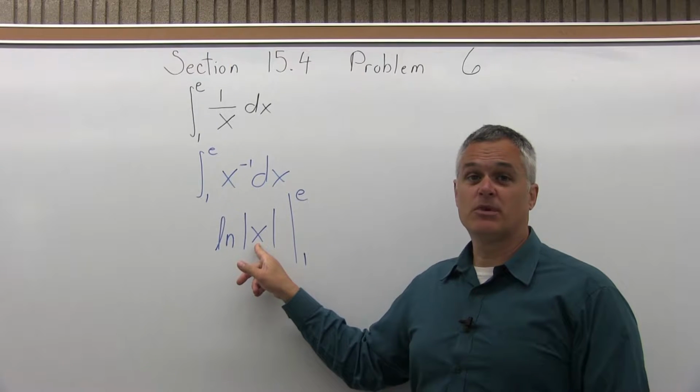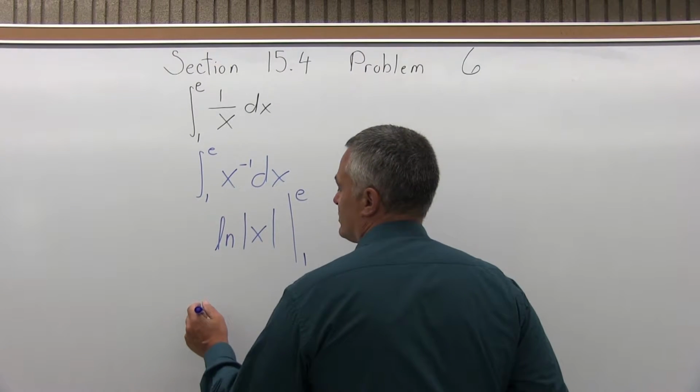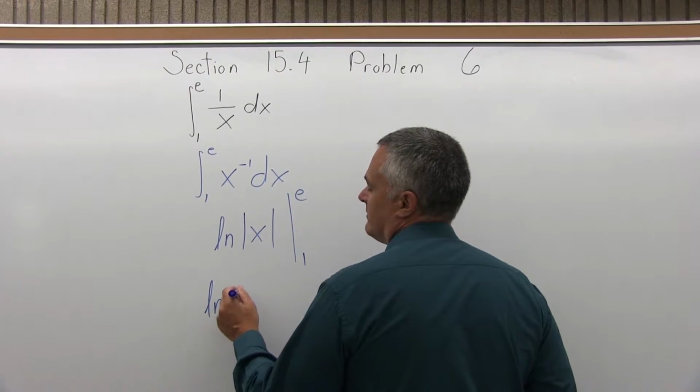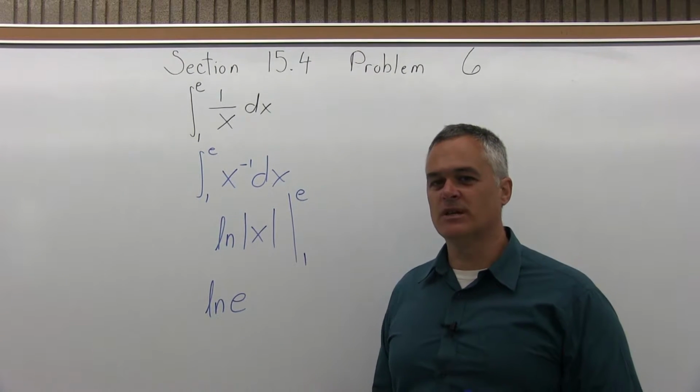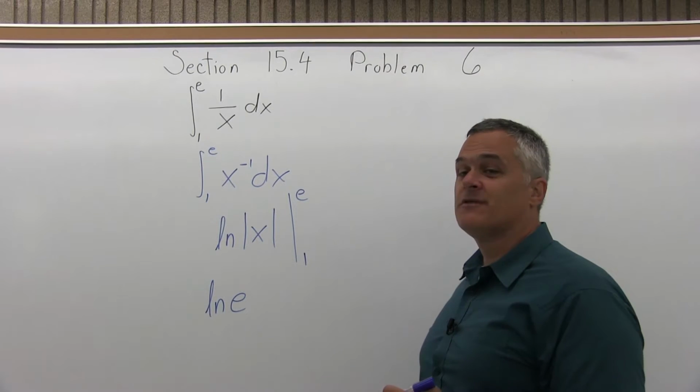Step 2, we put in the upper limit for x. So I have the natural log of the absolute value of e. Well, e is positive, so I can write it without the absolute value. Natural log of e. So the answer for that is 1.